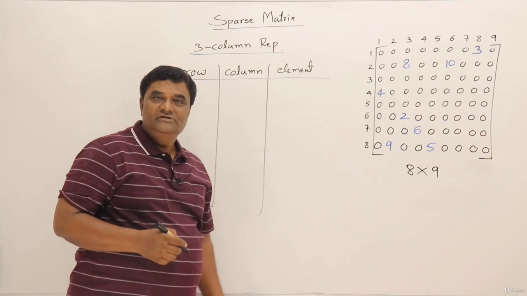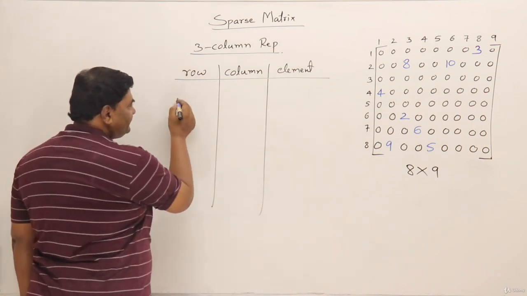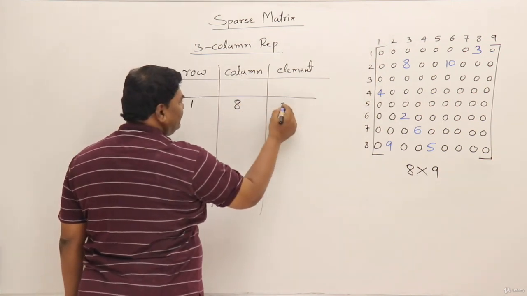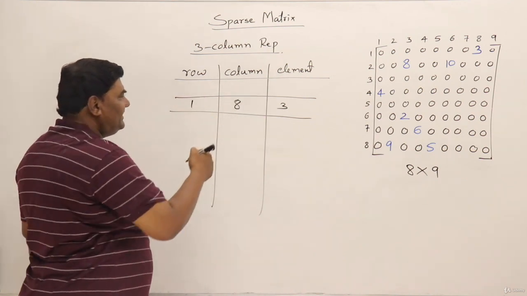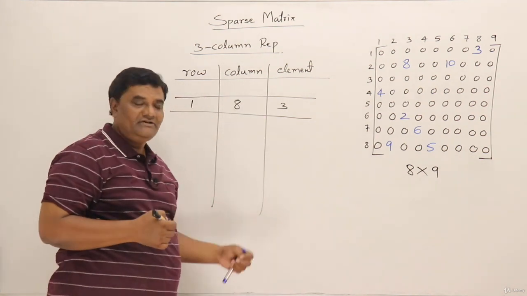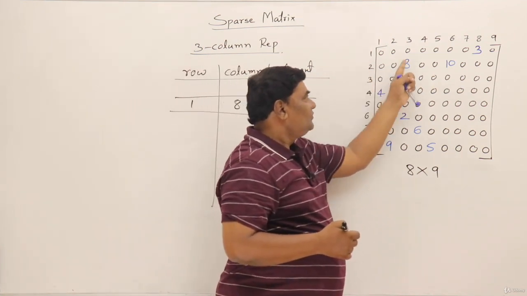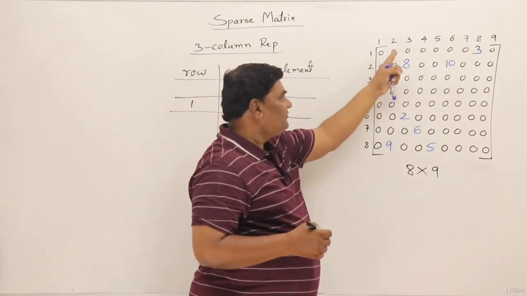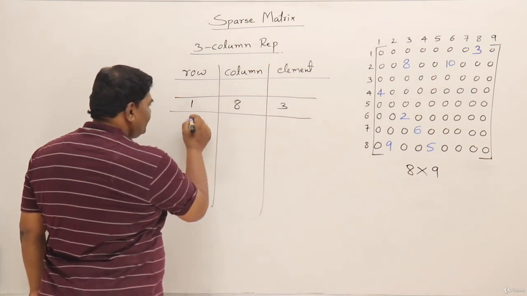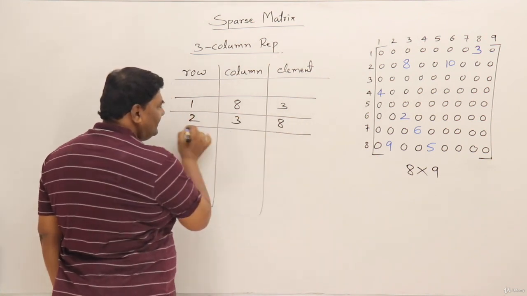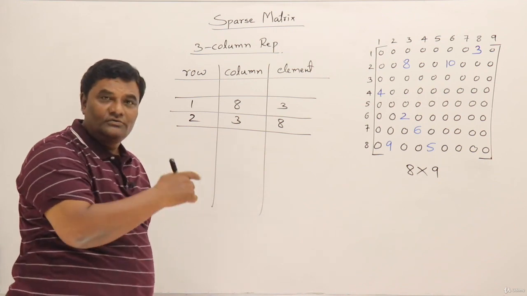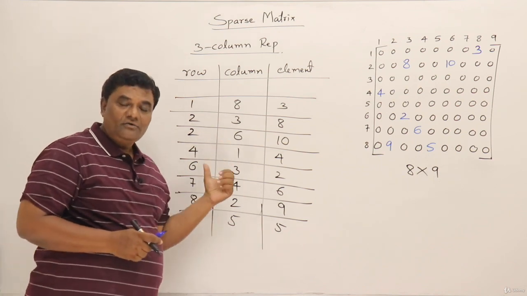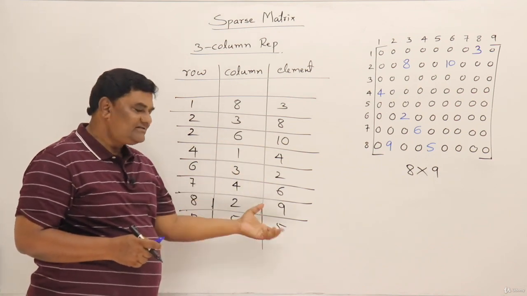Now let us represent those non-zero values in these 3 columns. First non-zero value is 1, 8 and 3. I have left the first row blank, and at the end I will show you the use of that first row. Then 2, 3, 8, and 2, 6, 10. Row number is 2, column number is 3, element is 8. Likewise, I will fill up all those non-zero elements. So here I have filled 3 columns with row number, column number of each element and the element itself.